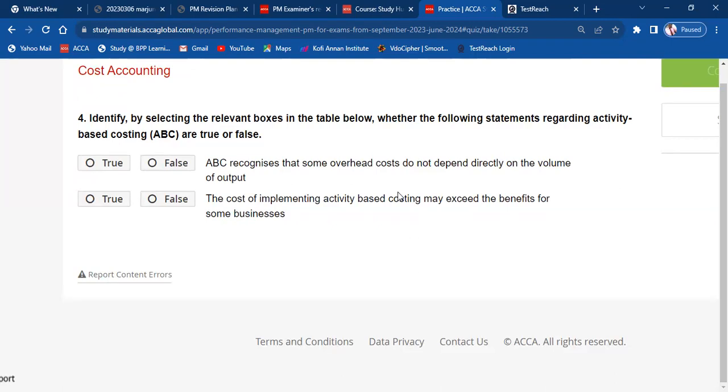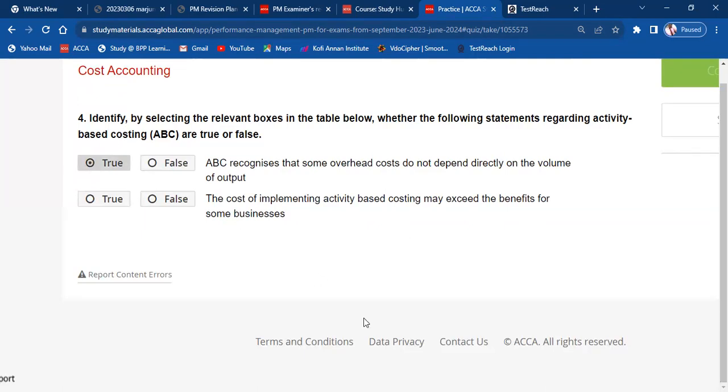ABC recognizes some overhead costs do not depend directly on the volume of output. Of course, that is true because some overhead costs that you cannot attribute to activities, you say they depend on volumes. But of course, the majority of costs will not depend on production volumes or labor hours or machine hours. They will depend on activities and activity cost drivers. So this is true.